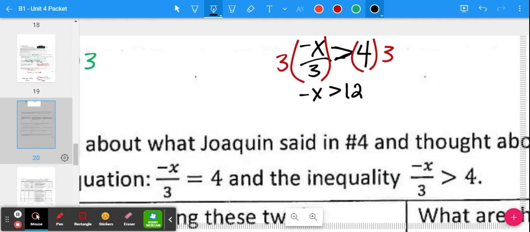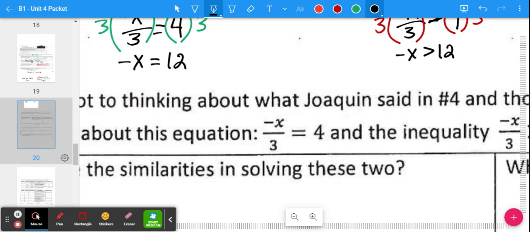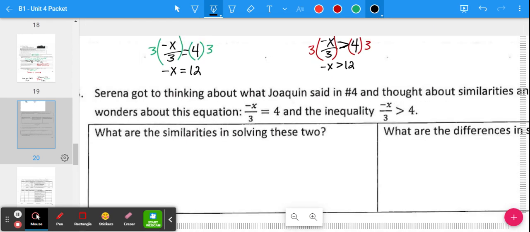So far, something they have in common is the first step. So down where it asks, what are the similarities in solving these two? I want to say step 1, multiply by 3.